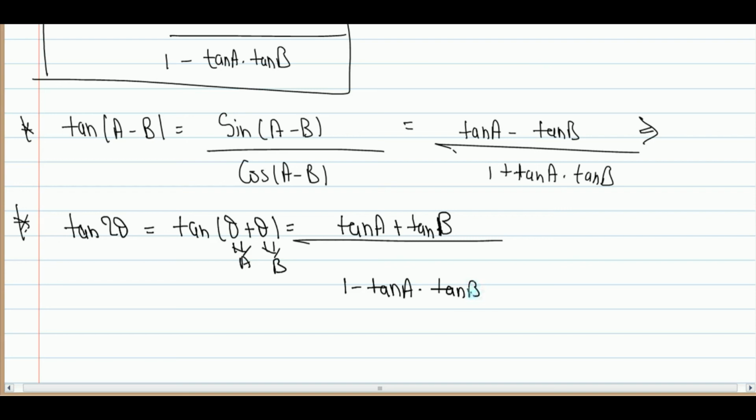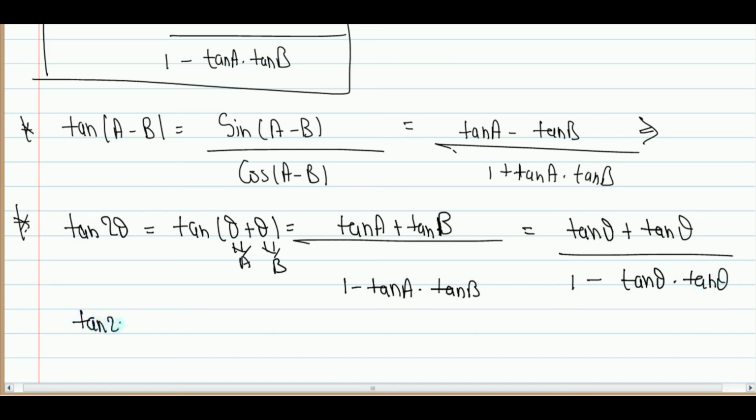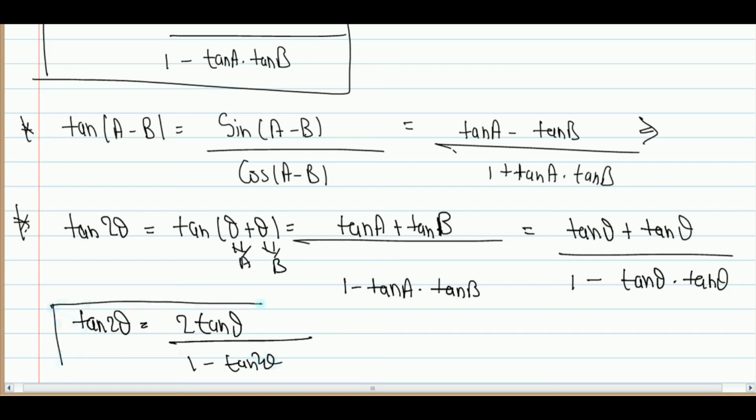You know about this thing? And here A and B, both of them are the same. You can write it as tan theta plus tan theta over 1 minus tan theta into tan theta. So tan 2 theta is going to be equal to 2 tan theta divided by 1 minus tan square theta. Is it too hard to understand? No?